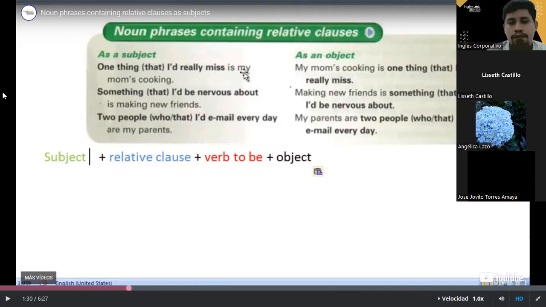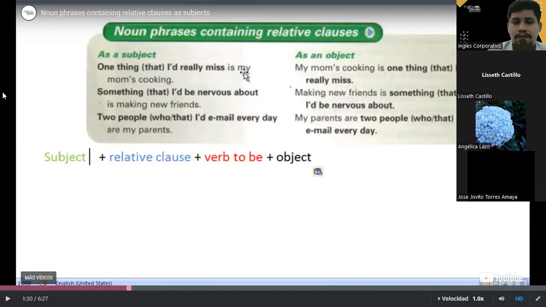There we have, like, one thing that I really miss. So "I really miss" is just expressing something extra to the main part that I'm going to use in order to express something in English. Like "I really miss", "I'd be nervous about", "I meet every day". So things like that we can include here in this kind of sentence.